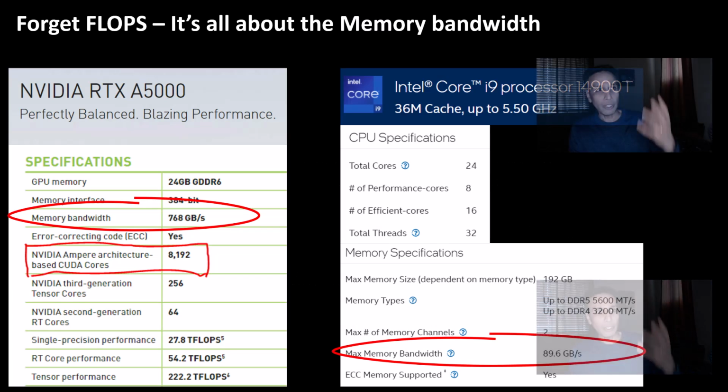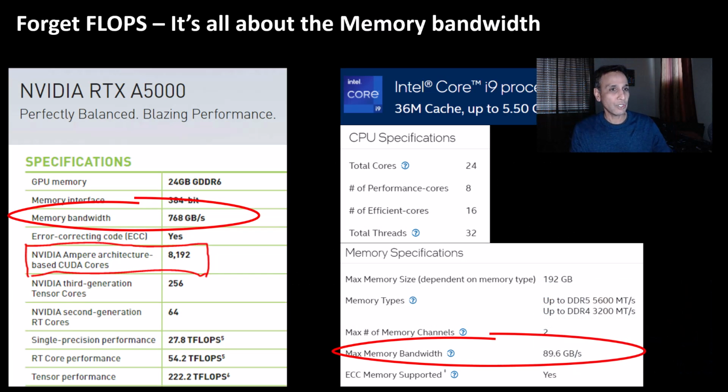So this is why when you look at the specifications, of course, I put a rectangle around the number of CUDA cores, which helps us in faster flops, but also look at memory bandwidth. In this case, it says 768 gigabytes. It can transfer 768 gigabytes. That's 3/4 of a terabyte, right? So that's an incredible amount of data per second.